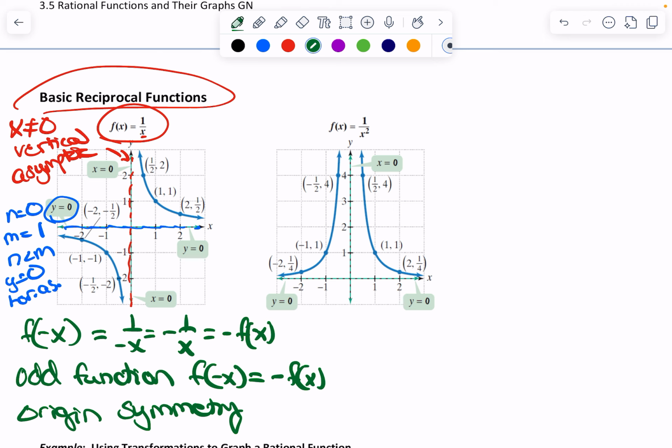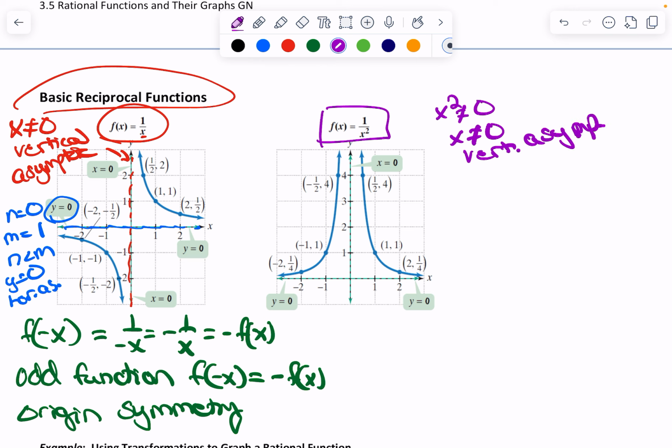Okay, so let's look at f of x equals 1 over x squared. If we look at it, x squared cannot equal 0, so x cannot equal 0. So that has to be the vertical asymptote, which it is right here.